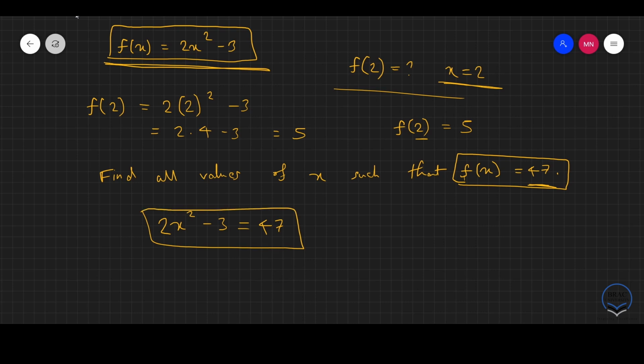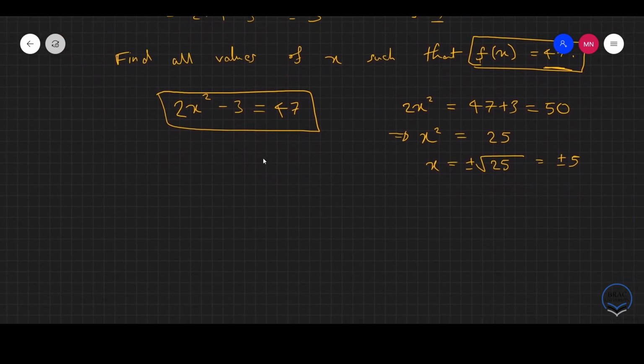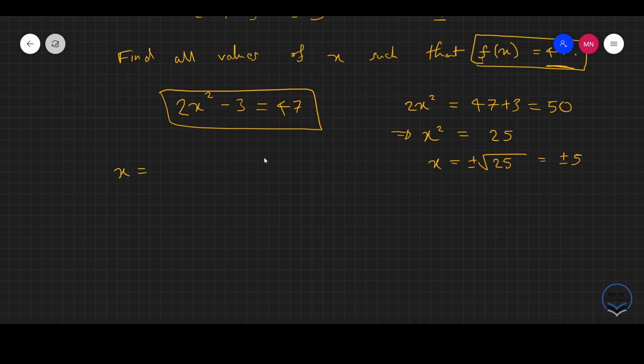So if we solve this equation for x, we have 2x squared is equal to 47 plus 3. All we did was add 3 on both sides, and this is 50. Now we can divide both sides by 2, which will give us 25. Now we can just take the square root of both sides, which will give us x is equal to plus or minus square root of 25, and now this is plus or minus 5. So now we have two values of x. We can have x is equal to 5 or x is equal to minus 5.